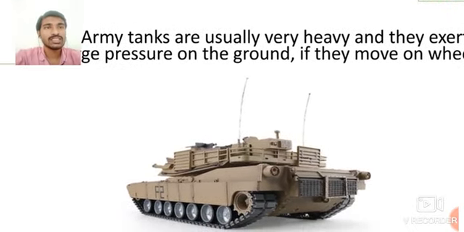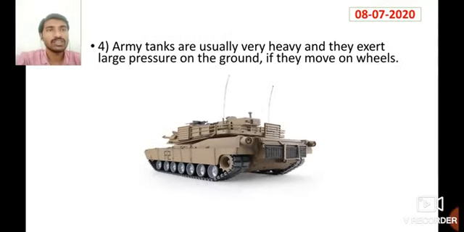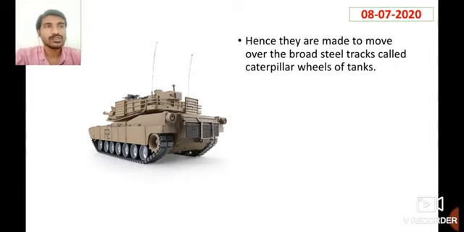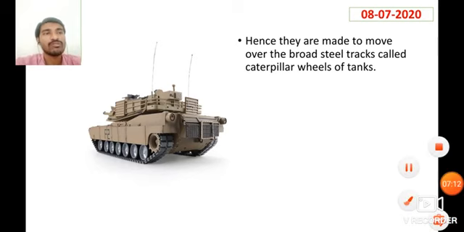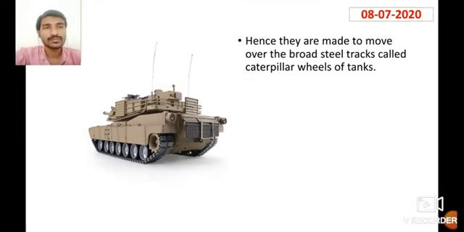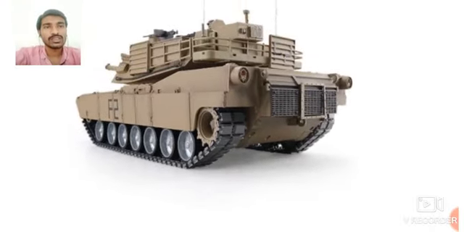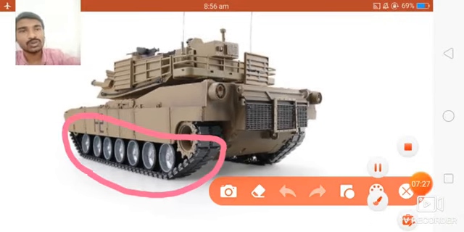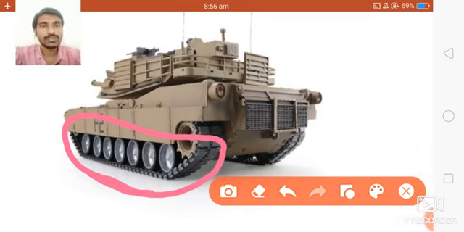These would exert a large pressure on the ground if they moved on common wheels, as you see in the case of a lorry or a bus. So hence they are made to move over broad steel tracks called caterpillar wheels of tanks. You can see in this figure, this wheel is of caterpillars. It is made to go on these caterpillar wheels. Why are caterpillar wheels used here? To reduce the pressure of the tanks.